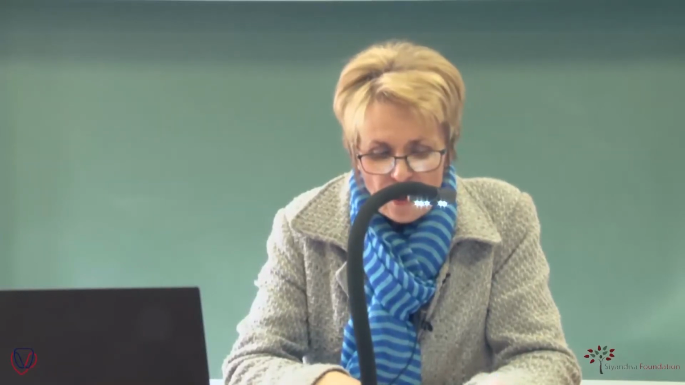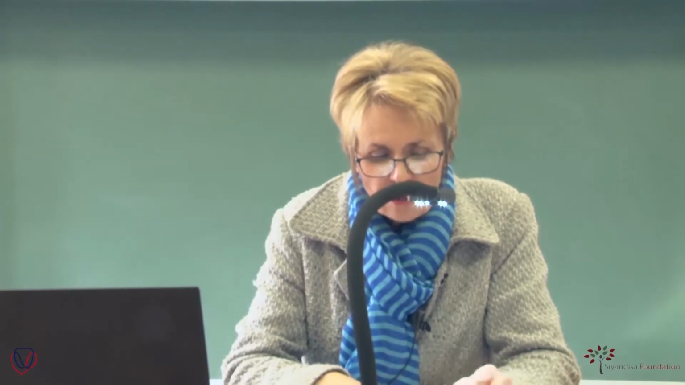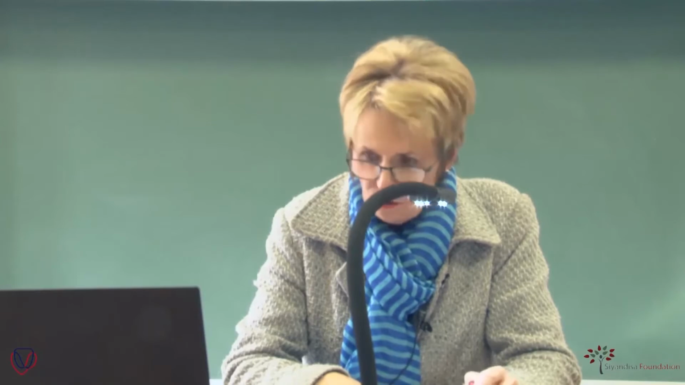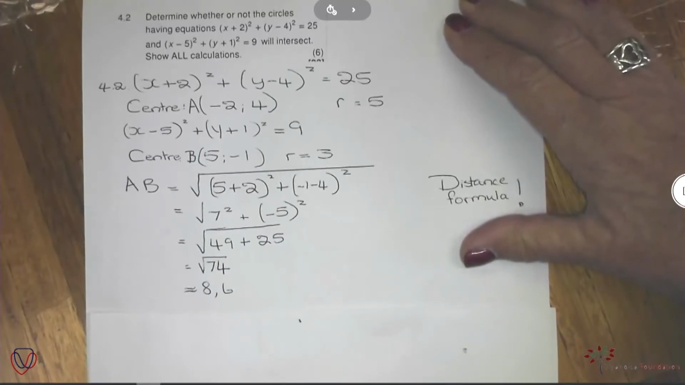People, I thought I'm done with analytical, but while we were having a rest, I thought of something that I did not show you. I'm just going to tell you how to do this sum. They say determine whether or not the circles having equations like that will intersect. Show all calculations. Now people, you take the midpoints and you determine the distance between the two midpoints. Now this is, I quickly did it, I'm just showing you that, the distance between the two midpoints.